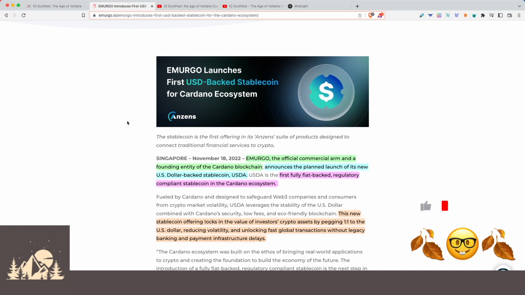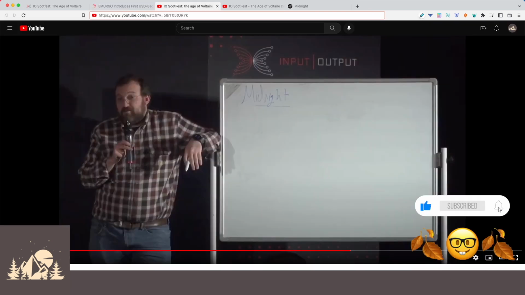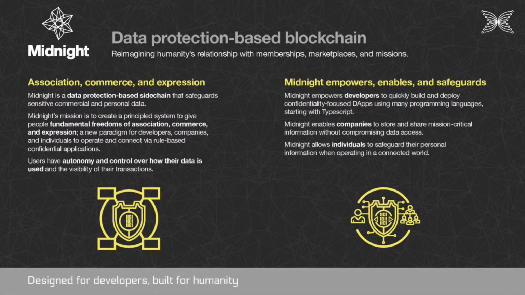And then, by far the most exciting announcement to happen at Scotfest was when Charles busted out the old whiteboard and announced a project they've been working on for 4 years, Midnight. Midnight, which was a big surprise to everybody, is going to be a data protection-based blockchain, an entirely different blockchain other than Cardano, that's going to run as a sidechain to Cardano. And to clear up some of the confusion we've been hearing, Midnight is not a privacy token like Monero. It's an entire blockchain that could run smart contracts.